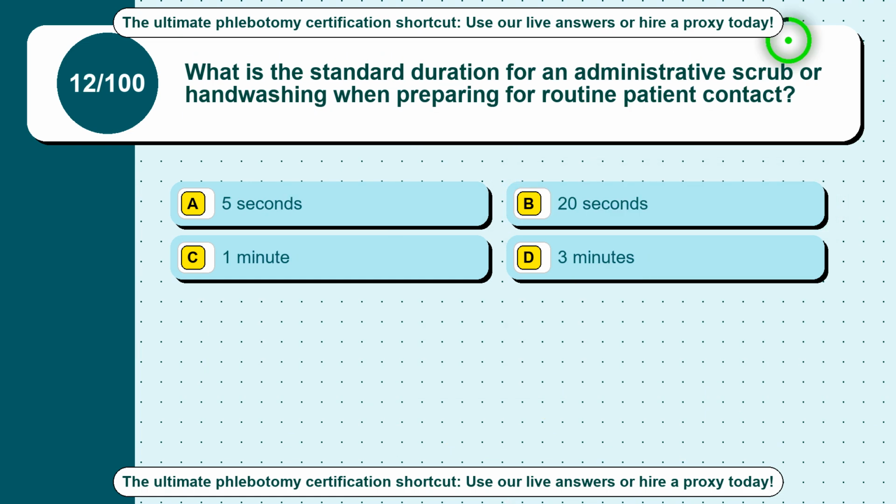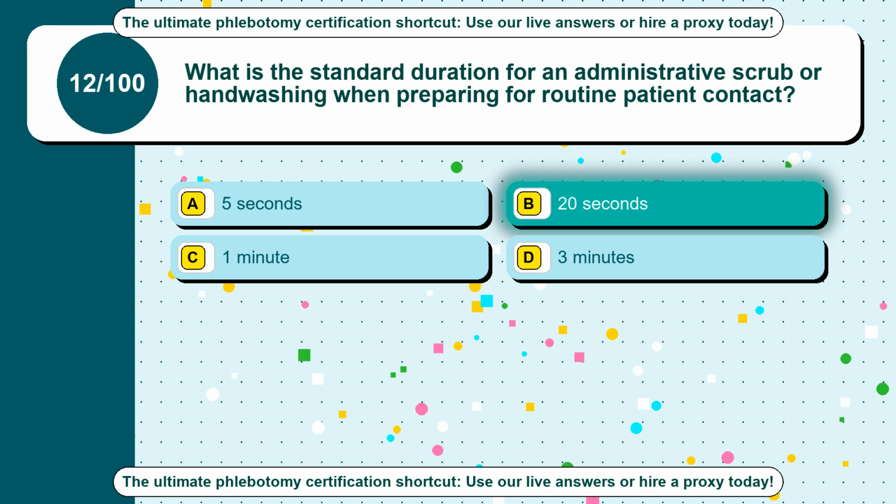Question 12. What is the standard duration for an administrative scrub or hand washing when preparing for routine patient contact? Option A. 5 seconds. Option B. 20 seconds. Option C. 1 minute. Option D. 3 minutes. The correct answer is option B.